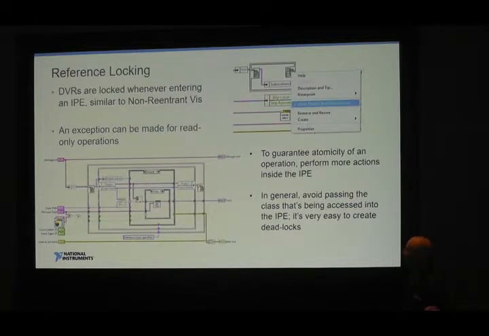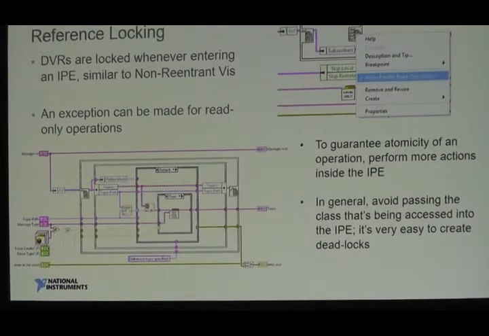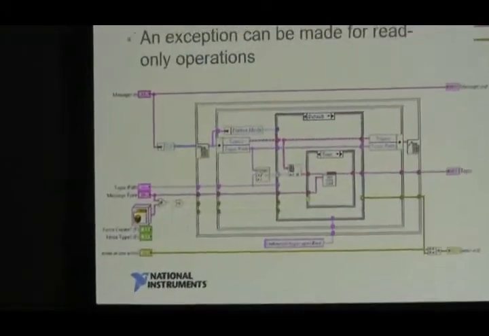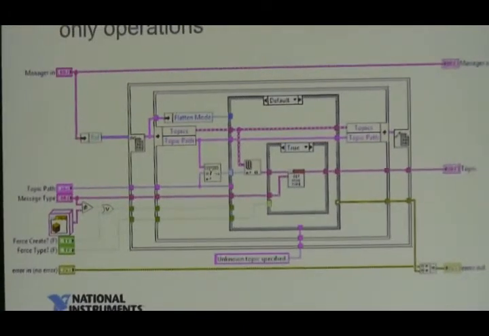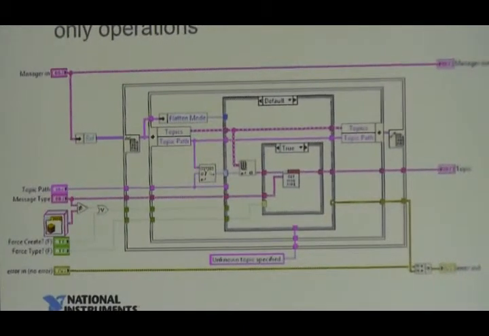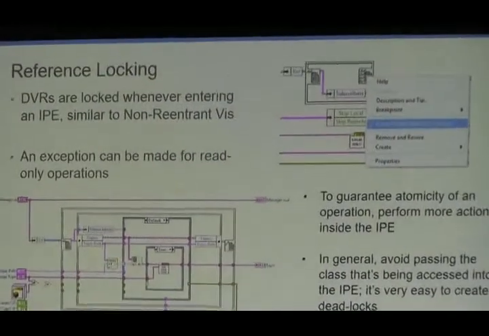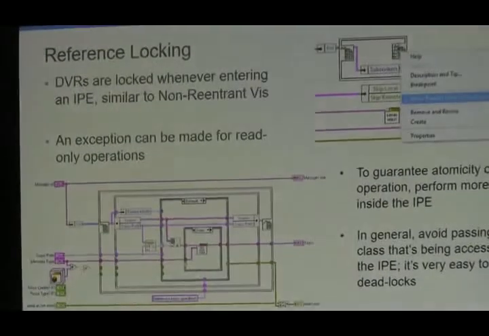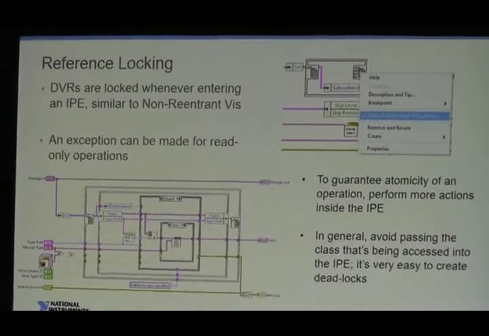There we go. Okay, so as was mentioned earlier, anytime you're in that in-place element structure and you have a DVR dereferenced, that DVR becomes locked. Nobody else can get access into that from that point on, with the exception that multiple people can access it simultaneously if they're only reading out of it. So you can have a little bit of control over sharing access to that data and stopping different processes from stepping on each other if they're primarily just reading data out of it.